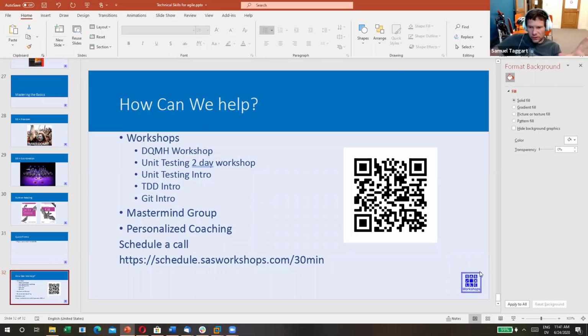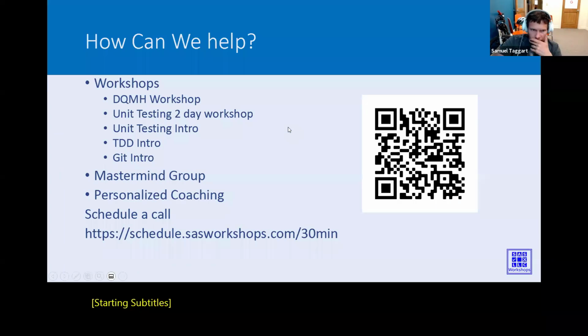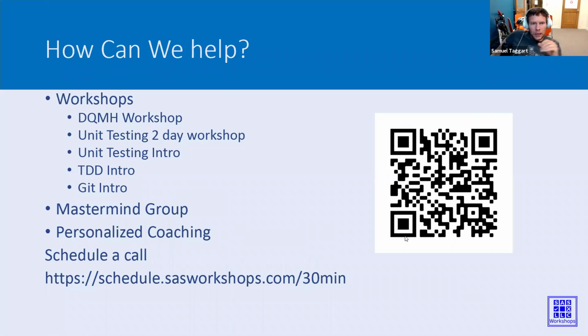I outlined all these skills, and it's a lot to learn. So how can we at SAS help? Well, we do have a few workshops that we put on. We have a DQMH workshop that's basically just software engineering in general. It covers a lot of stuff specific to DQMH, but it covers a lot of other stuff as well. So it's more like software engineering using DQMH as the example.